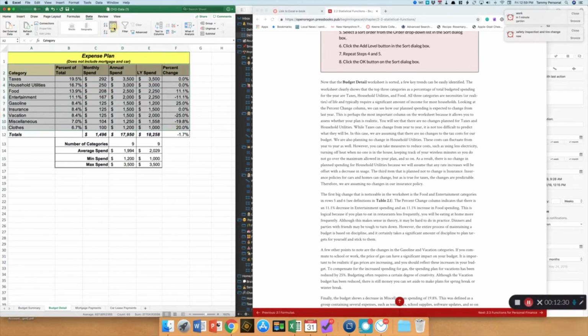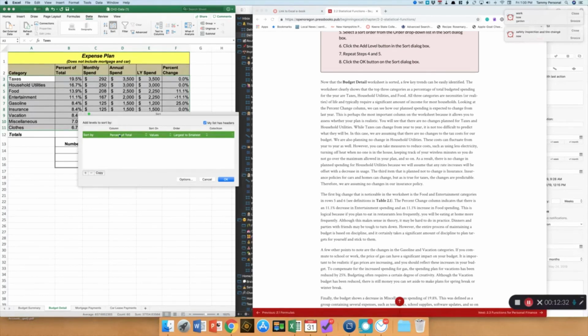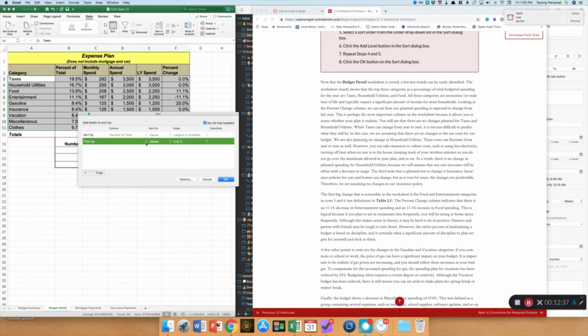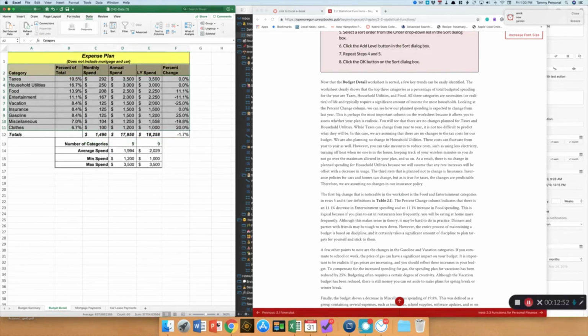We're going to sort the whole thing by percent of total, and then we're going to add a level and say we're going to sort it by last year's expenditures, largest to smallest again. And that'll change the order that these 3 items appear in. There it is. So now we've got vacation on the top of that list. So that's how you do multiple sort levels.